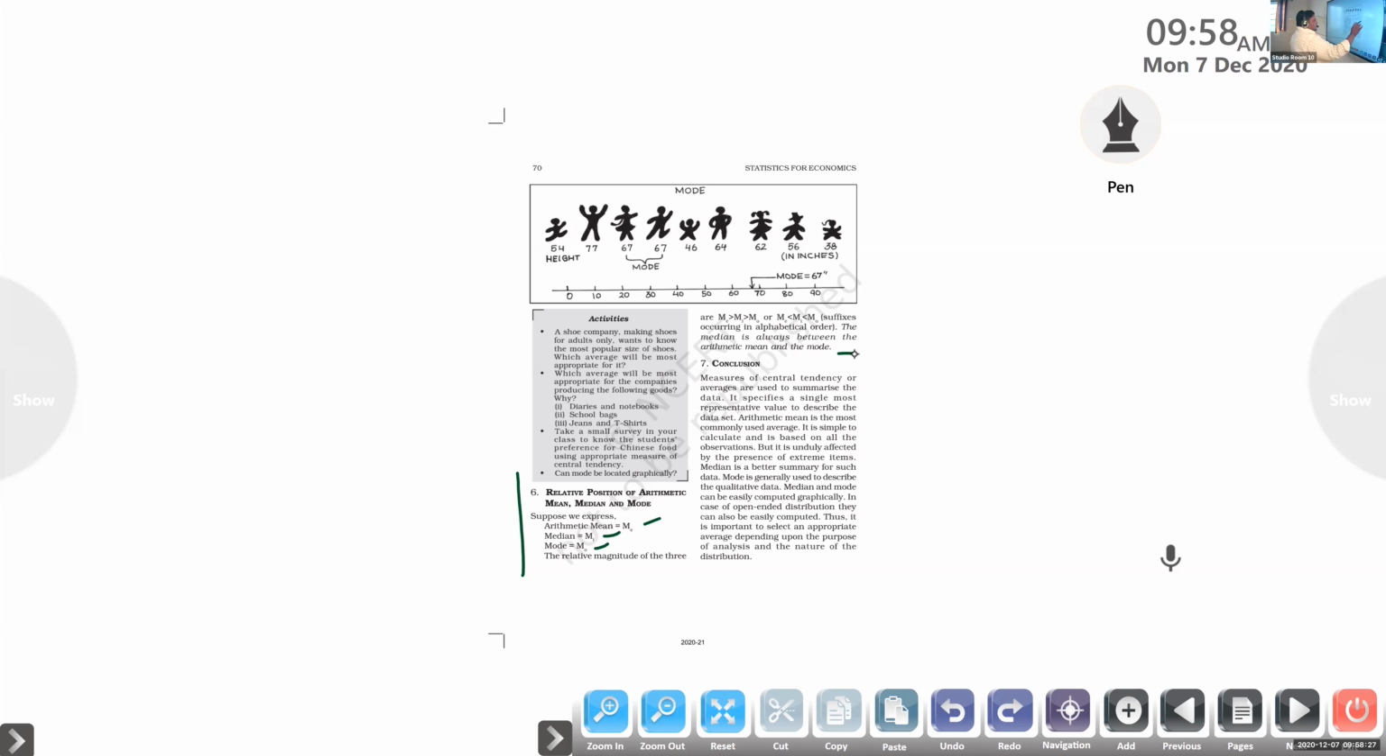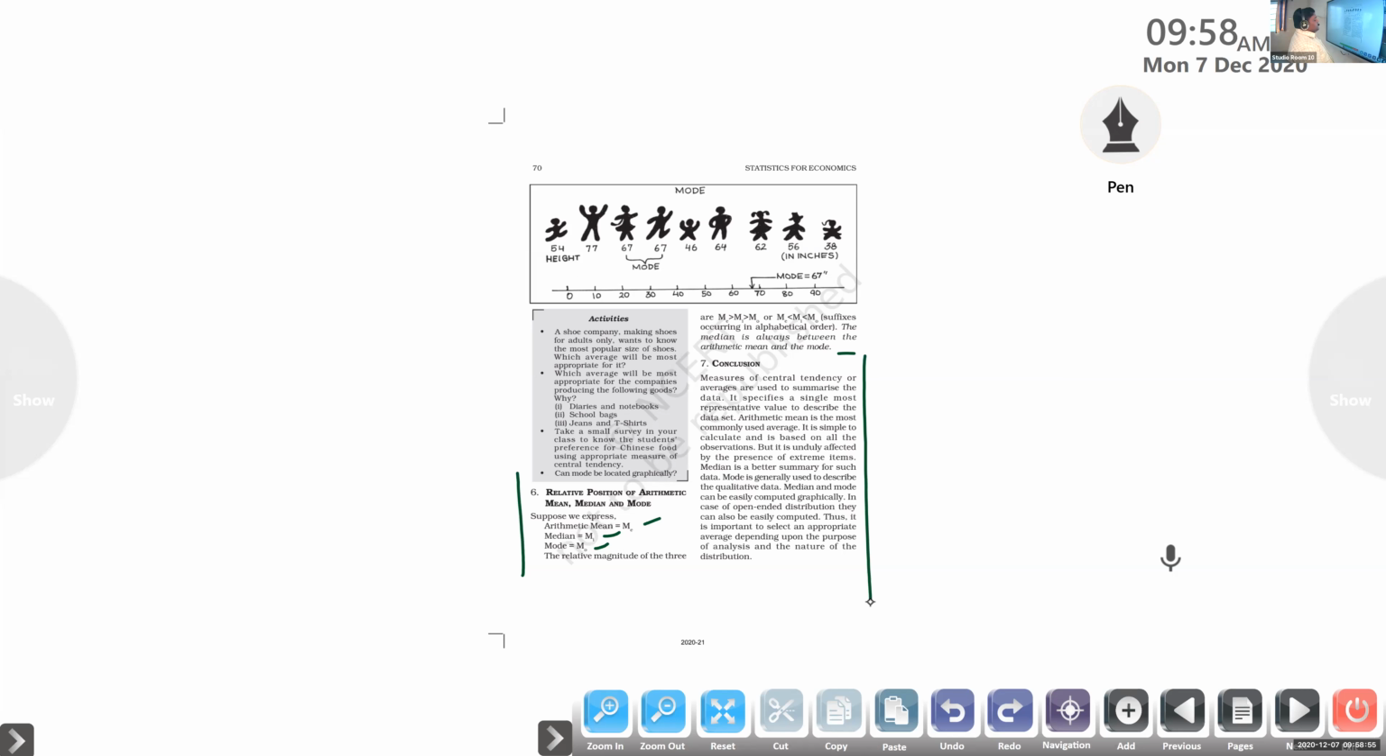Conclusion: measures of central tendency or average are used to summarize the data. So, what is the importance of measures of central tendency? It specifies a single most representative value to describe the data set. Arithmetic mean is the most commonly used average. It is simple to calculate and is based on all observations, but it is unduly affected by the presence of extreme items. Median is a better summary for such data. Mode is generally used to describe qualitative data.